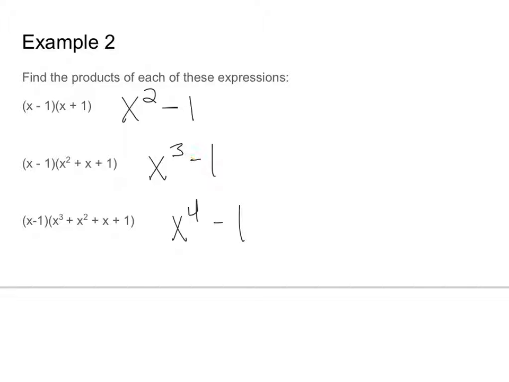Here I have the difference of two cubes. Perfect cube, and what it works out to. And then obviously you see here, okay, and what it works out to. So these are patterns that we're going to need to recognize as time goes on, okay?